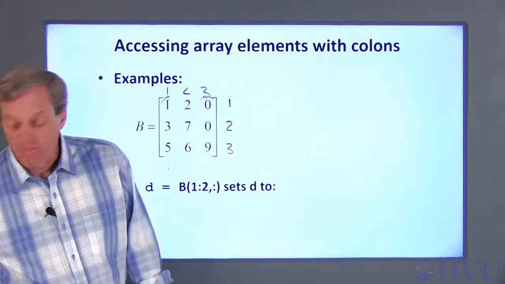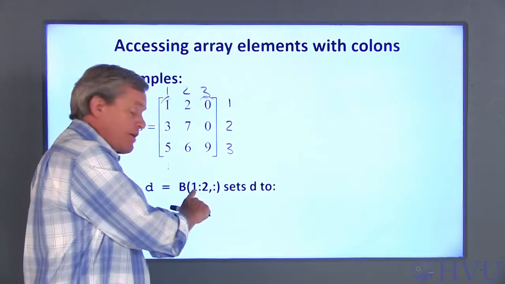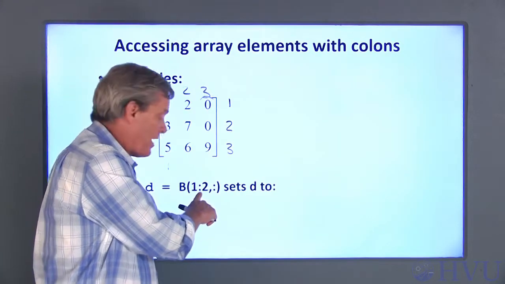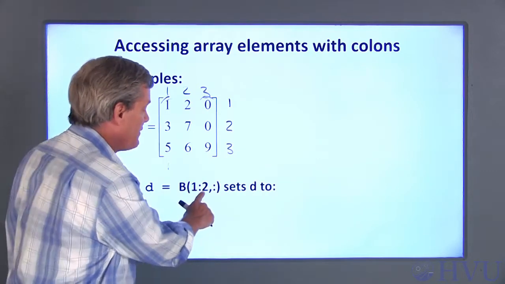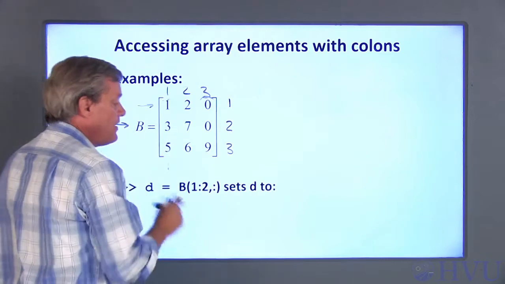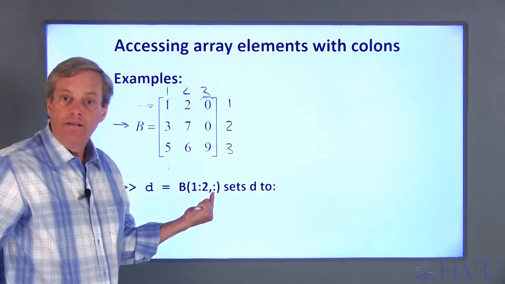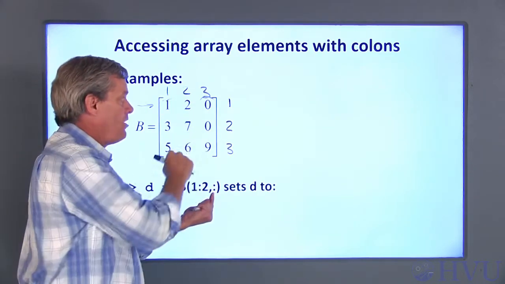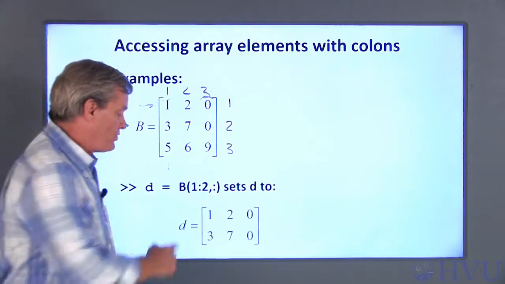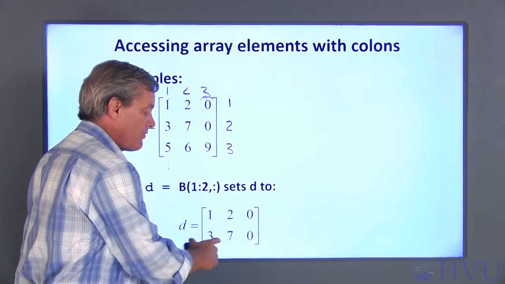As another example, I'm starting at the first row. I don't have an increment, so I'm counting by 1, so this will take the first and the second rows, this and this. There's simply a colon in the columns place, so it's going to gather all the columns. I should get all of those columns in the first 2 rows. D will be 1, 2, 0, 3, 7, 0.